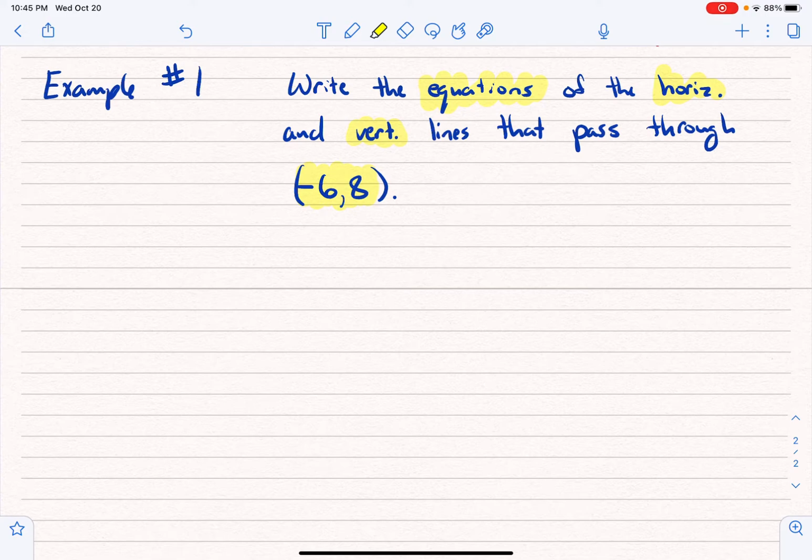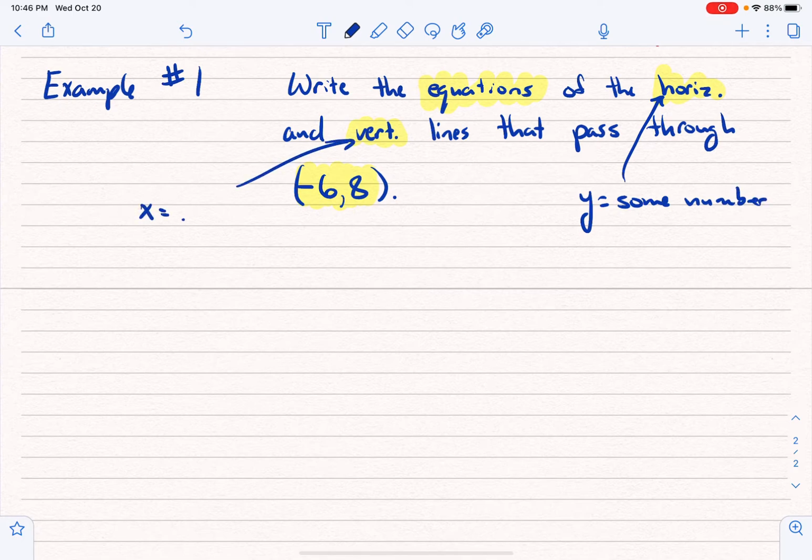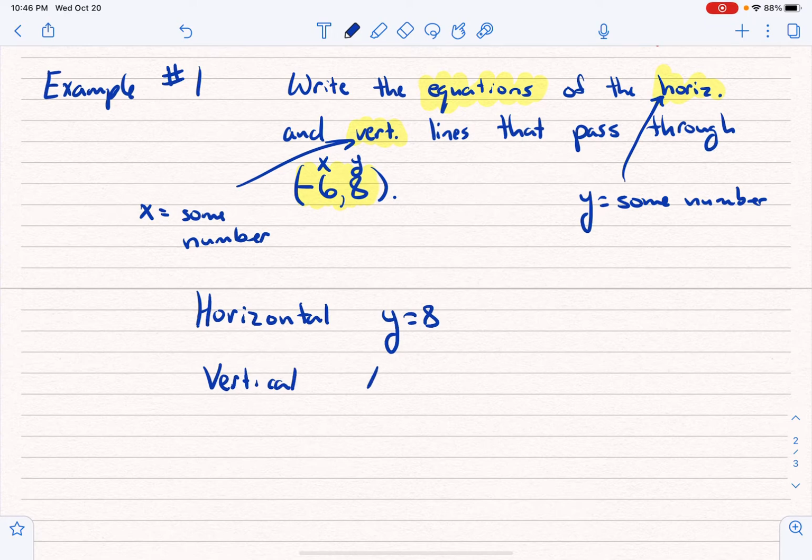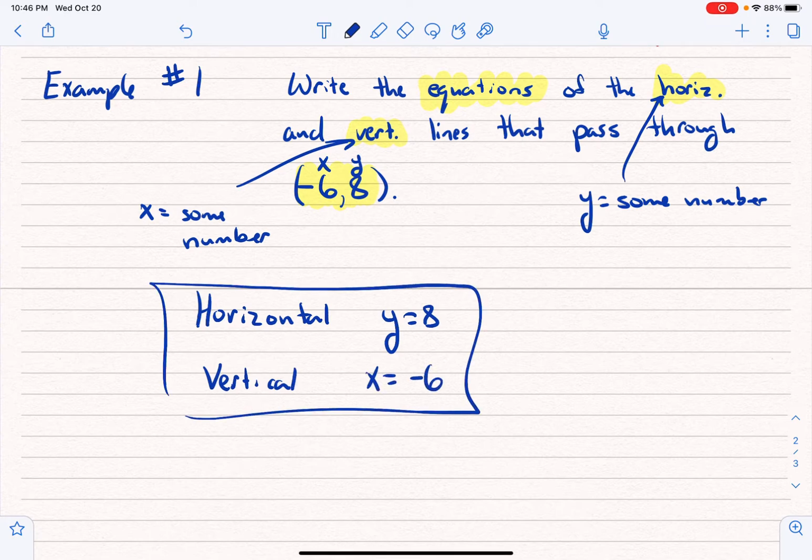All right, now hopefully you remembered, hey, when I hear horizontal line, I know that's y equals some number. When I hear vertical lines, I know that's x equals some number. That's pretty easy. And here are my x and y values. So therefore, the equation of the horizontal line is just y equals 8. And the equation of the vertical line is going to be x equals -6. And that's it. It's that easy. Okay? Yay. Hopefully that's what you got.